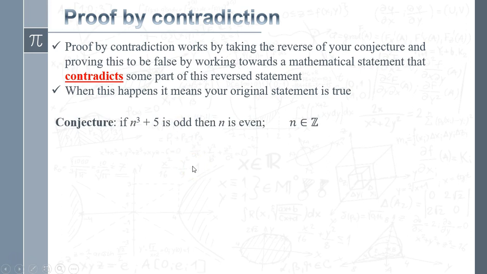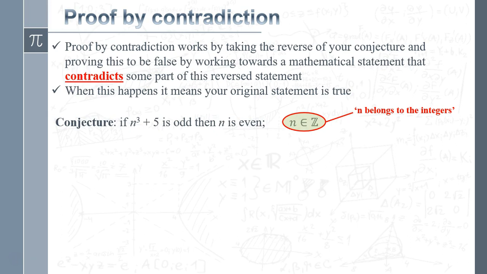So here's my conjecture. If n cubed plus 5 is odd, then n is even. So we've got a statement there, and then we've got this bit over here, which you see popping up a lot in a whole range of different questions, which is normally there for completeness, but in this particular case, it's saying n belongs to the integers, so this Z symbol means integers. This statement is absolutely key to what we're going to be doing. In most contexts it's just a bit of an add-on, but here it's absolutely crucial.